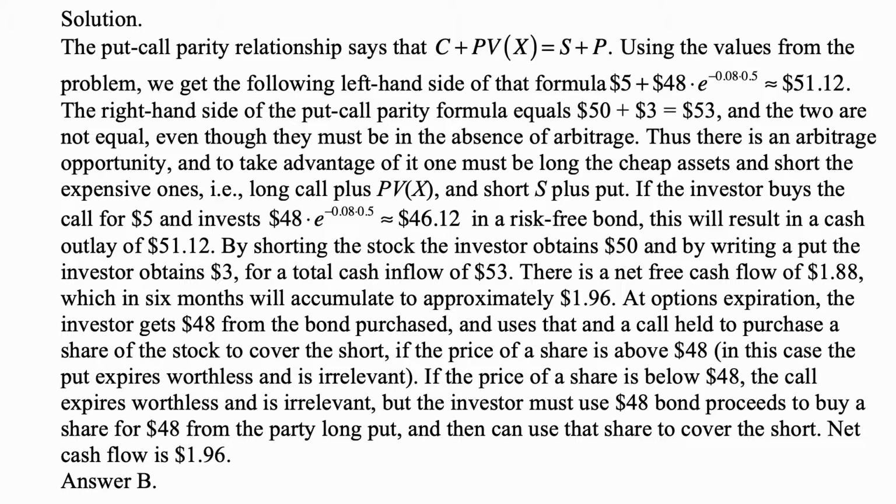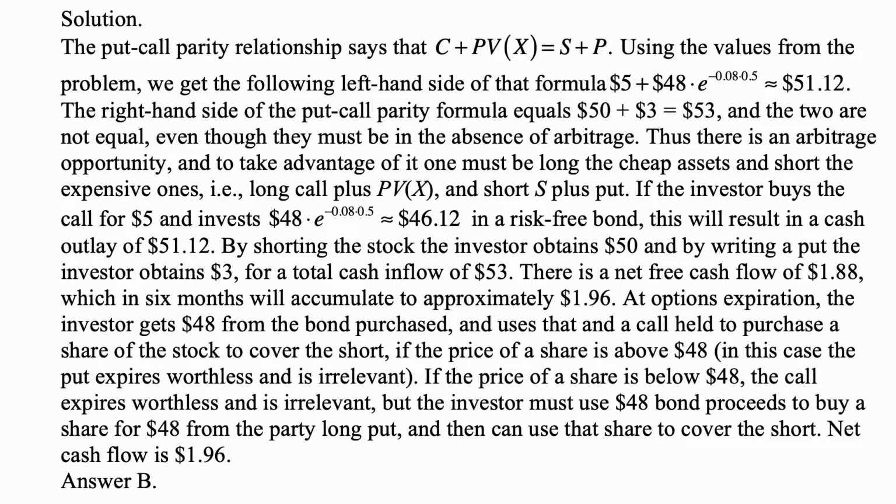So there is an arbitrage opportunity, and to take advantage of it, what do we do? We always do the same thing. We buy the cheap one and sell the expensive one. So one must be long the cheap assets and short the expensive ones. Long call plus present value of exercise price, and short S plus put. If the investor buys the call for $5 and invests the present value of $48 in the risk-free bond, this will result in a cash flow outlay of $51.12.